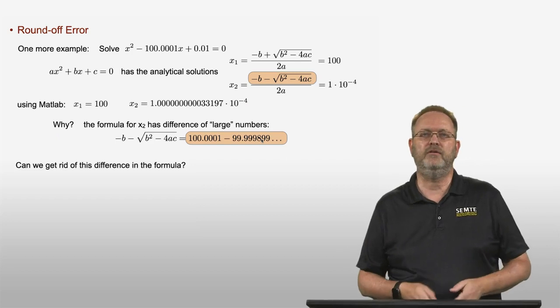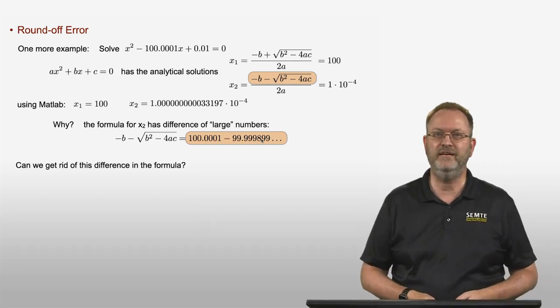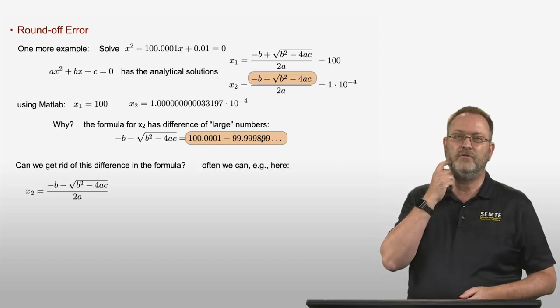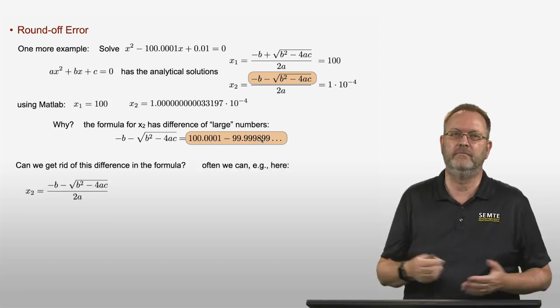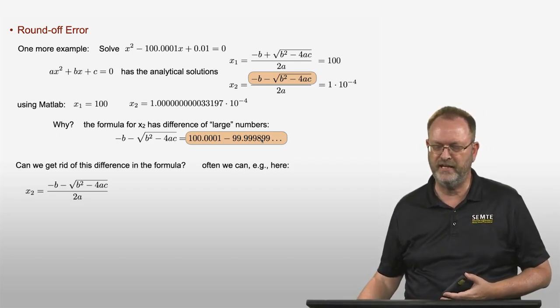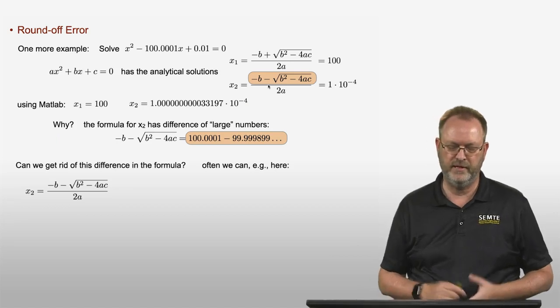Can we somehow get rid of this difference in the formula? And it turns out that sometimes, or even often, we can. So here's the example, right? The culprit is this formula over here, that we have this difference here in the numerator when b is negative. So let's do a trick.